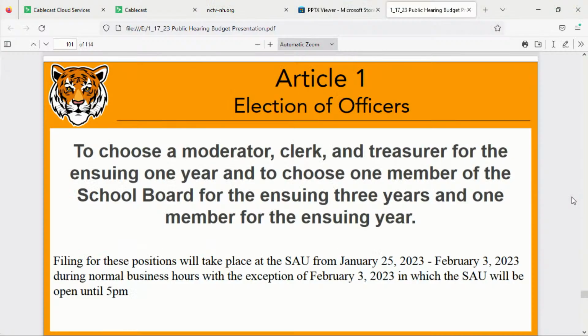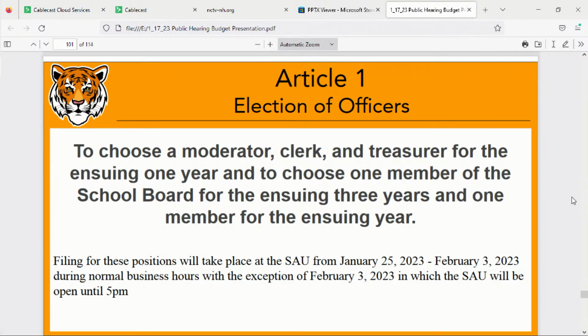Okay, I'll start with Article 1, which is to choose a moderator, a clerk, and treasurer for the ensuing 1 year, and to choose 1 member of the school board for the ensuing 3 years, and 1 member for the ensuing 1-year term. The filing for these positions will take place at the SAU office from January 25th to February 3rd during normal business hours, which is 8 to 4. And then on February 3rd, the last day of filing, that last Friday, the SAU will remain open until 5 p.m.